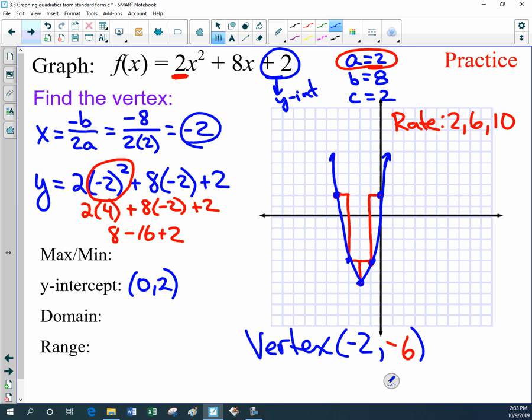Okay, answer the questions. Again, the vertex is still a minimum here. The domain is all real numbers. For the range, this time we're starting here at -6, and from -6 we're going up infinitely. So it would be -6 to positive infinity.